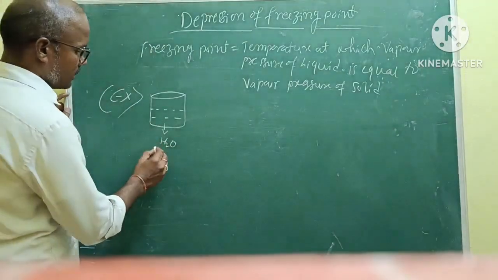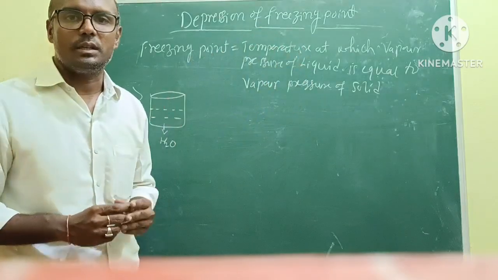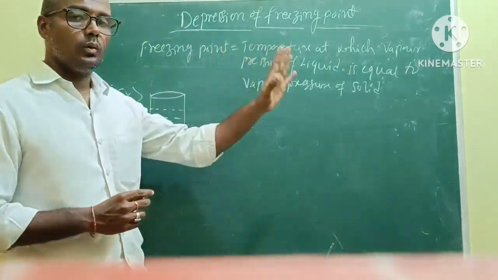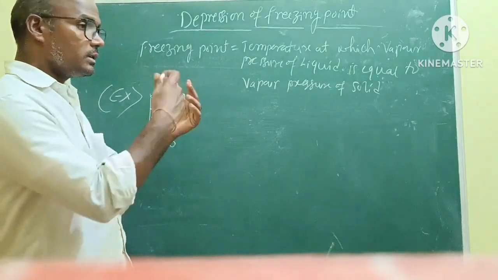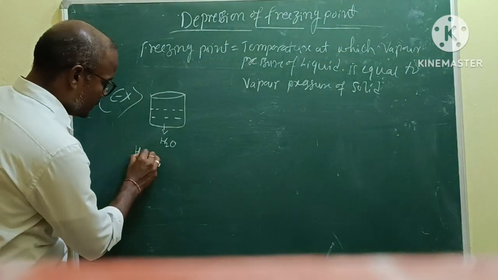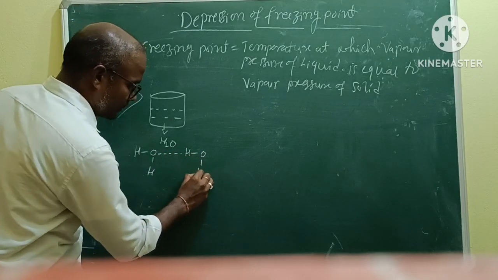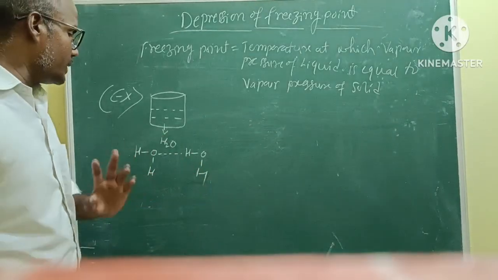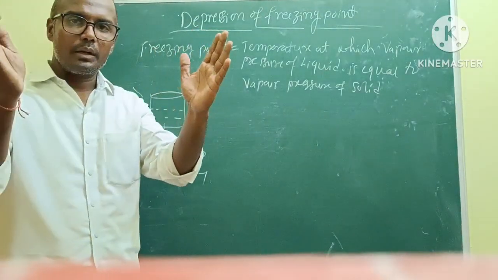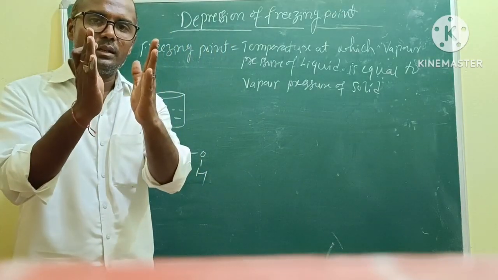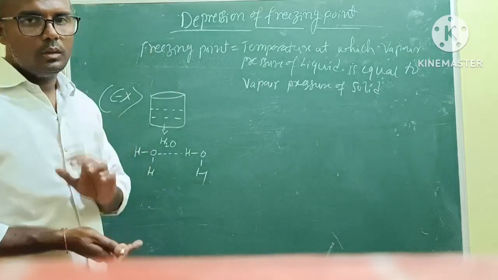When these H2O particles are kept into a refrigerator, what will happen? The liquid turns into solid form, that is ice cube form. Why do they turn into solid form? Because between the liquid particles, hydrogen bonds are present. When you keep it into the refrigerator, the water particles come close to each other at a certain distance, and then the liquid component turns into solid form.